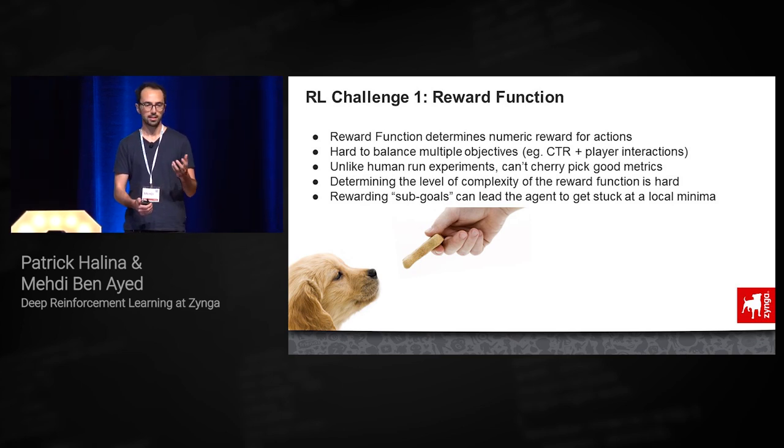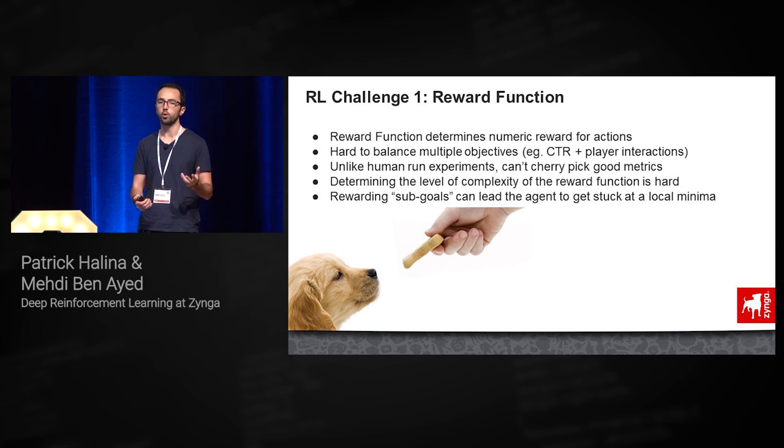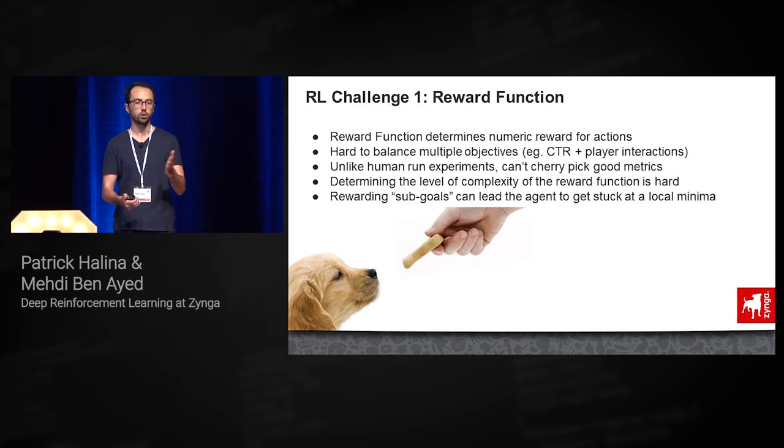This function assigns a reward for every action that the agent takes. This reward assigns value to the events. So good events will have good values, good rewards. Bad events will have lower rewards. Getting this reward function right is very important because that's what the agent will be optimizing in the long run. So if it's not correct, the agent won't be able to do it properly.